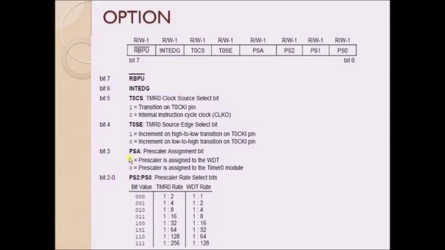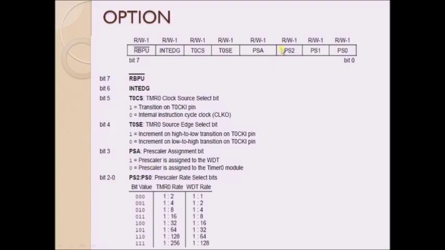If this particular bit is programmed to 1, then it means that this prescaler is assigned to the watchdog timer. So only the watchdog timer can use the prescaler. If it is programmed to 0, then this prescaler is assigned to Timer0. Now Timer0 can use this prescaler block. By default, Timer0 will be using this prescaler block.